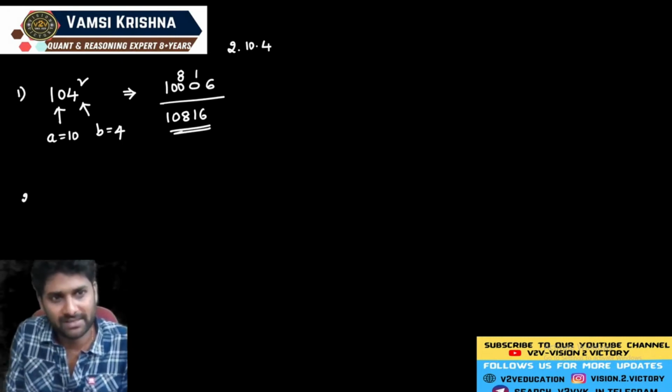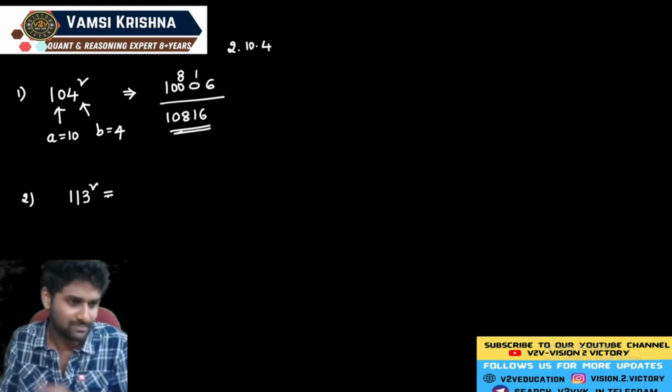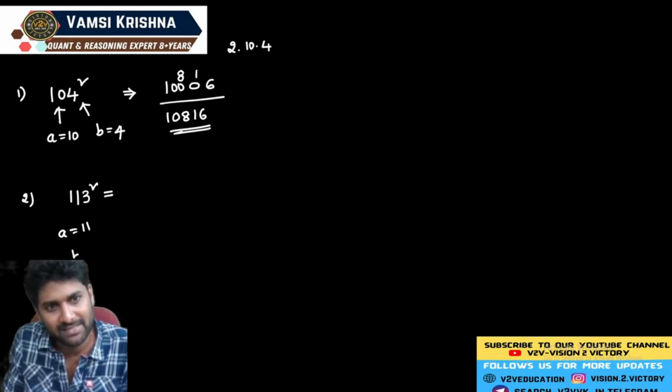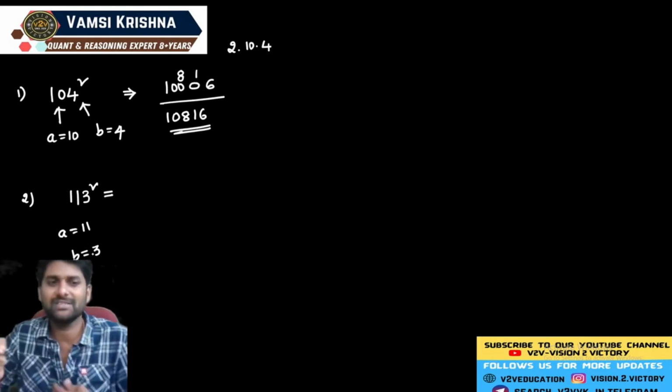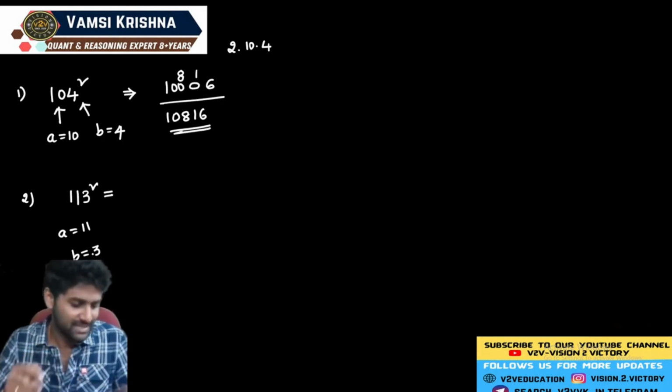Let me take one more example. Can anyone tell me the answer for 113 square? 113 square. Now here A is equal to 11 and B is equal to 3, sir. Now just tell me what is the answer. 113 square. So what is the resultant?